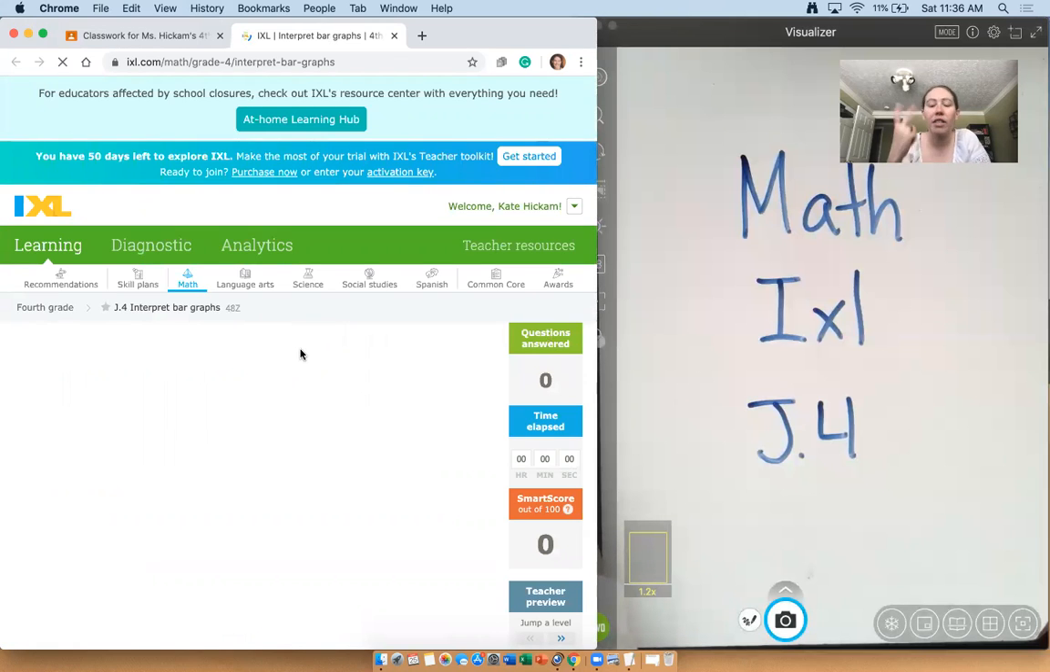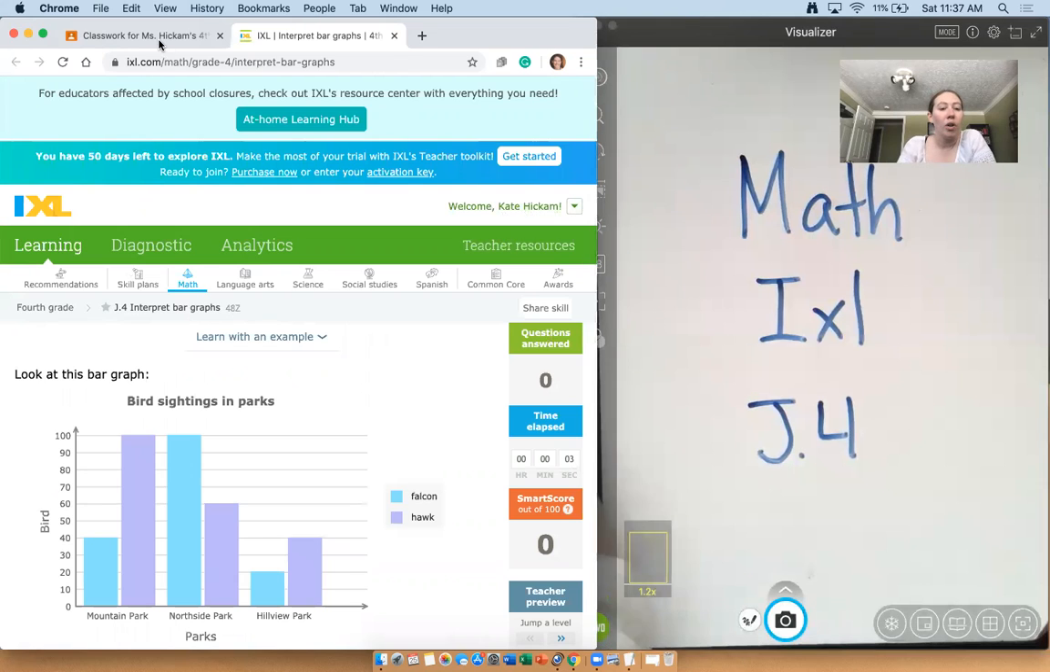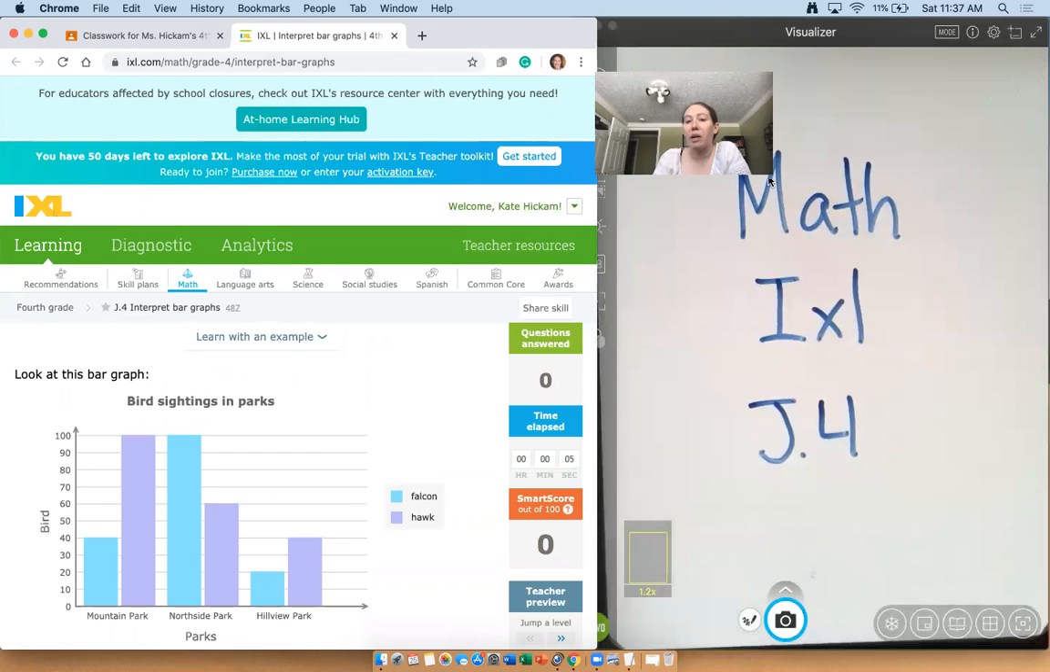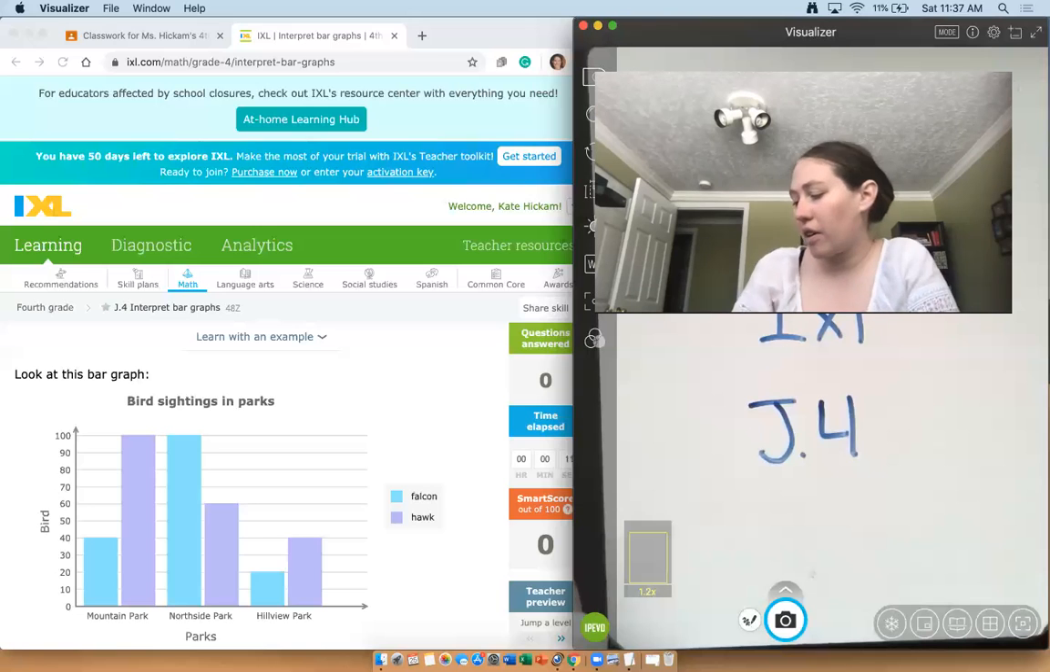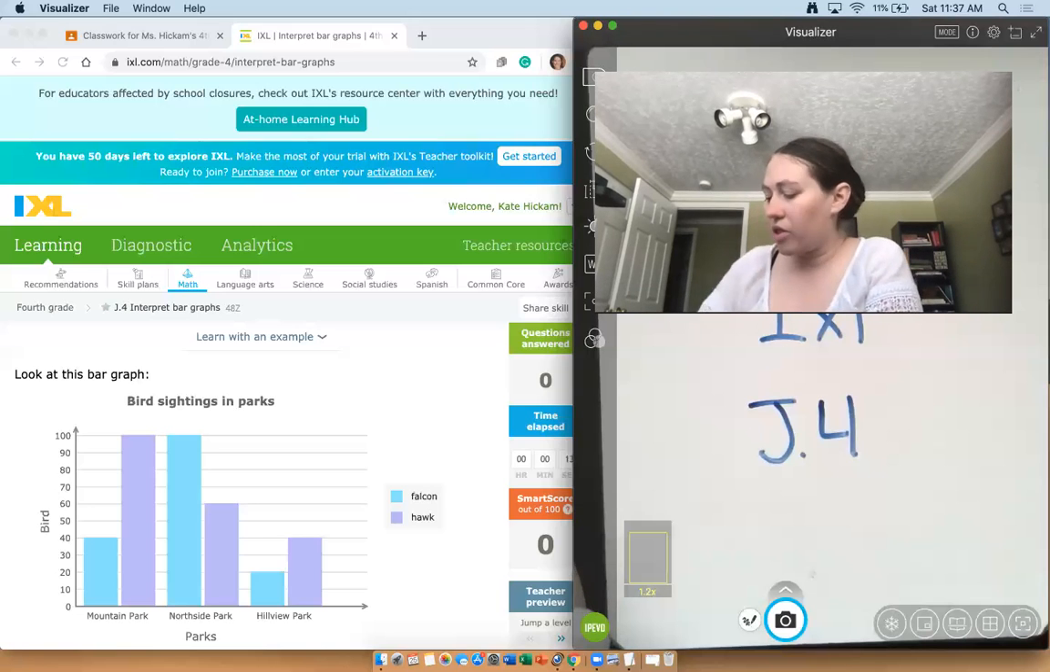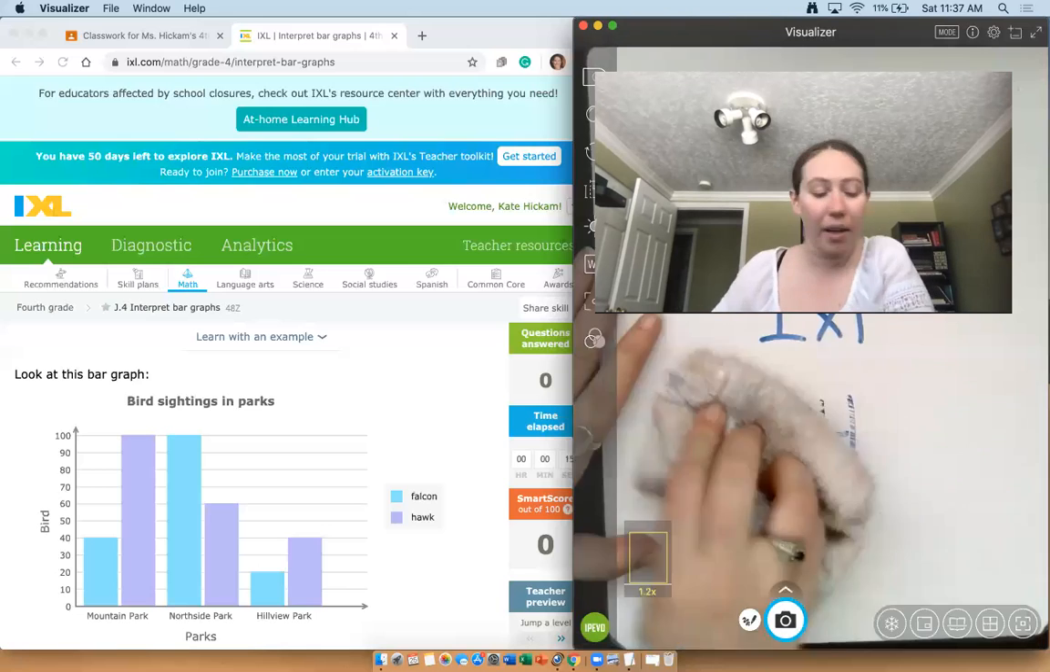So I check two things first. I first check that I'm on the right skill, J.4, and then next I check that my name is up there in the top corner. Remember, randomly generated problem, so mine might look different than yours. All right. So, just in case I need my whiteboard, I'm ready.